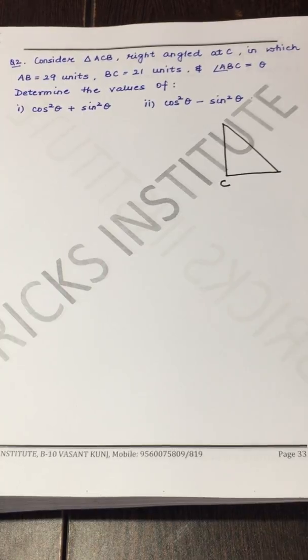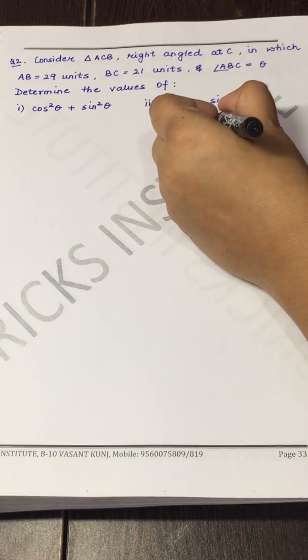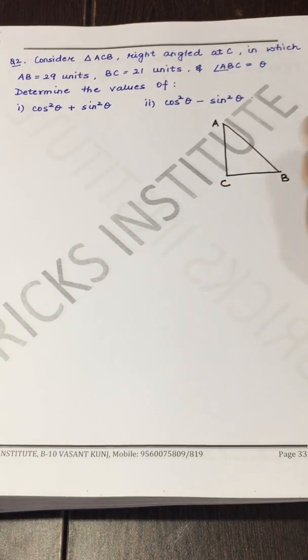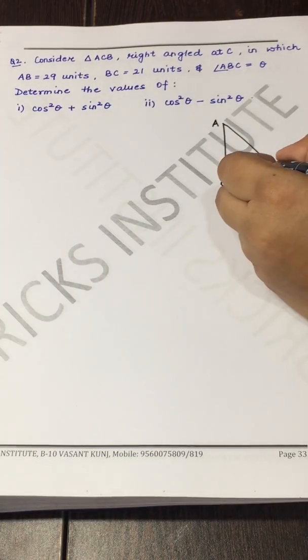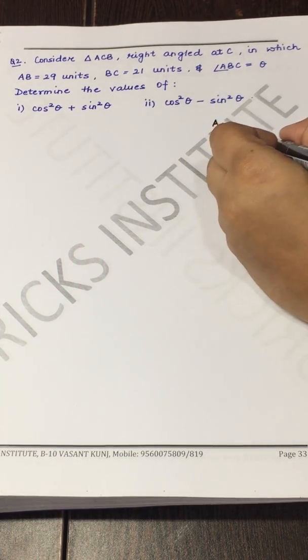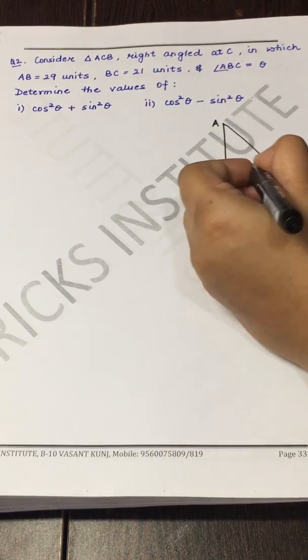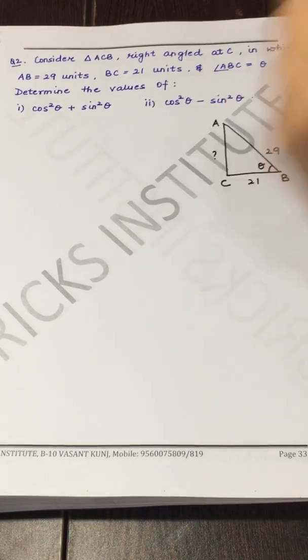Important thing here to see is angle ABC is theta. So that means B should come here and A should come this side, as this is your angle theta. Let's label it now. So AB is 29, BC is 21. We don't know what AC is.